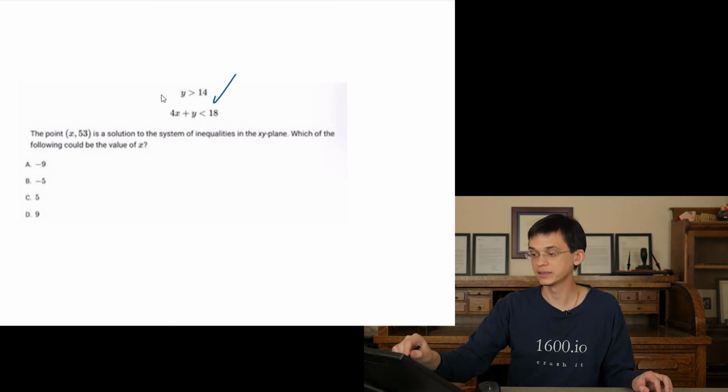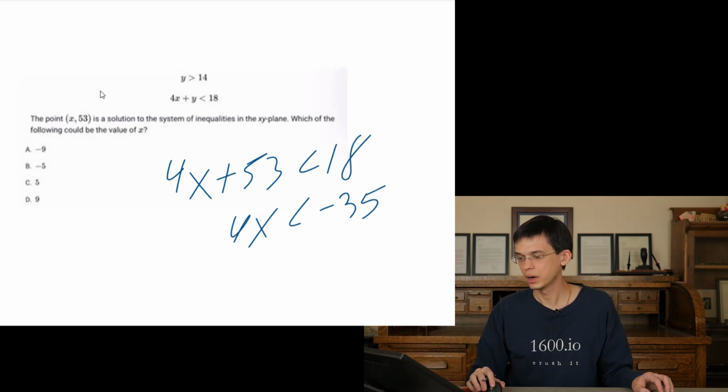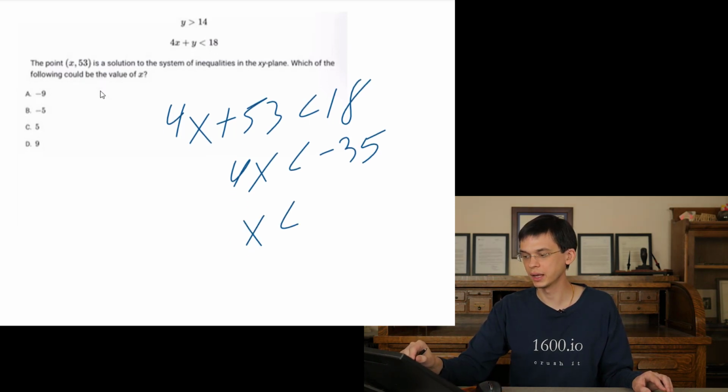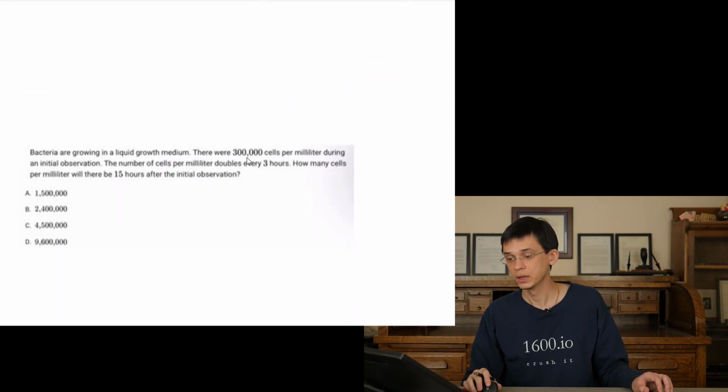We have two inequalities here, point x 53. So I would plug that into the second equation here. So we get 4x plus 53 is less than 18. 4x is less than negative 35. So x has to be less than negative 8.75. The only answer that works is A, negative 9.